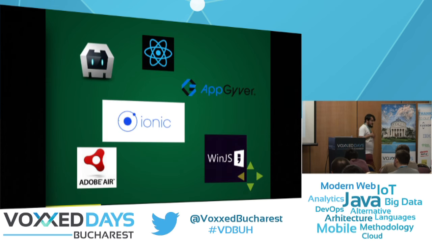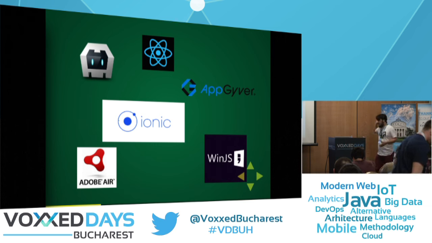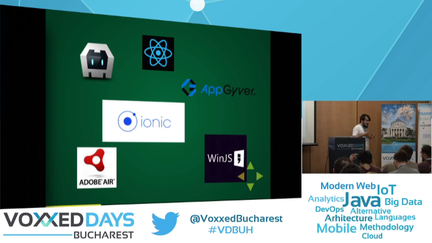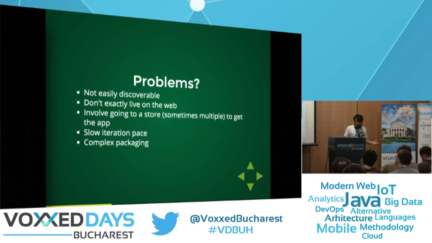So why are we doing this exactly? Well, in the past, there have been a lot of options for creating so-called hybrid apps, such as Cordova, Ionic, recently React Native, and Adobe Air for those who remember it. But none of them have actually managed to provide the low friction experience that the web has. And I'll talk to you about that in a second. So what are the problems with them? Well, they're not easily discoverable. You can't just click a link and get to the app. You need to go to an app store. You need to download the app. You need to accept its permissions. That involves quite a lot of steps.